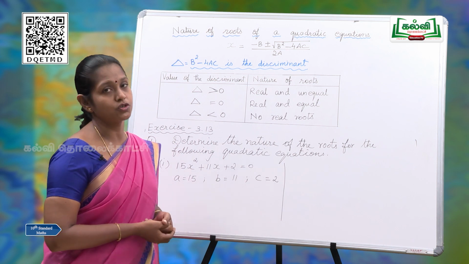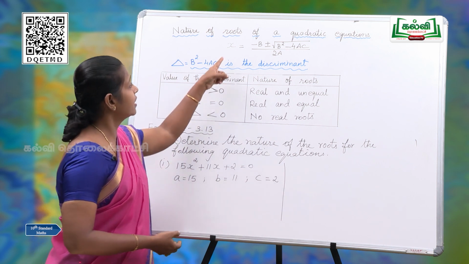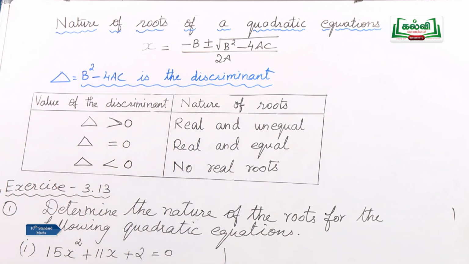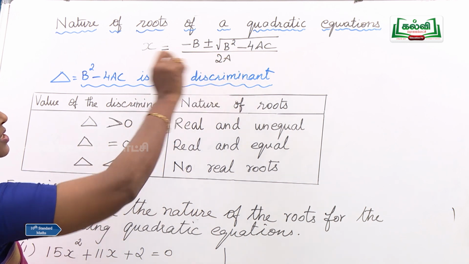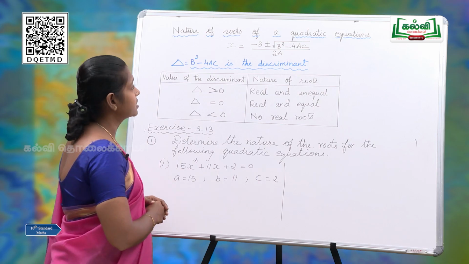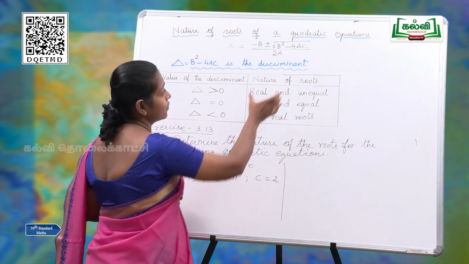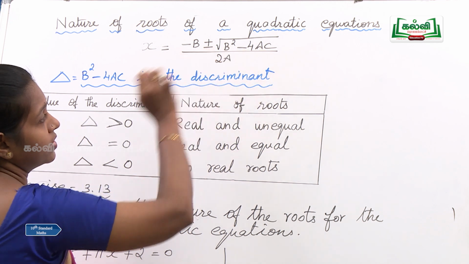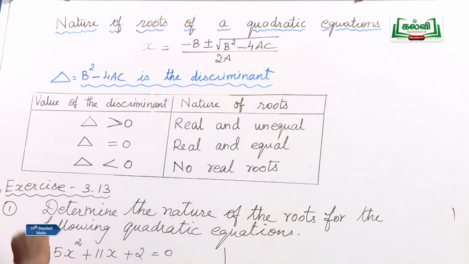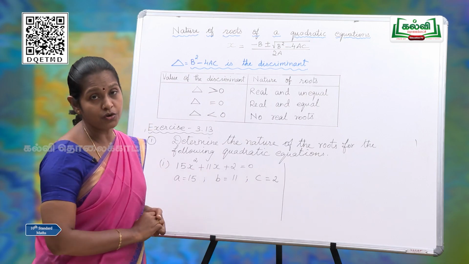Now, before going to the topic, listen. x equals minus b plus or minus square root of b squared minus 4ac, by 2a, right. In this, which will decide the nature of roots? Of course, b squared minus 4ac. So, this term which is in the square root will decide the nature of roots.